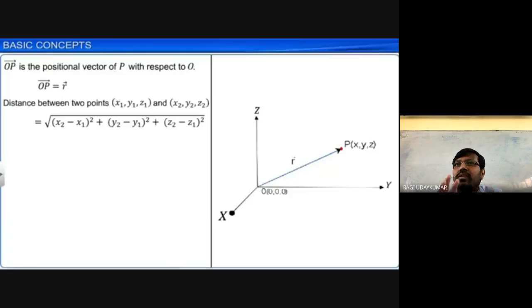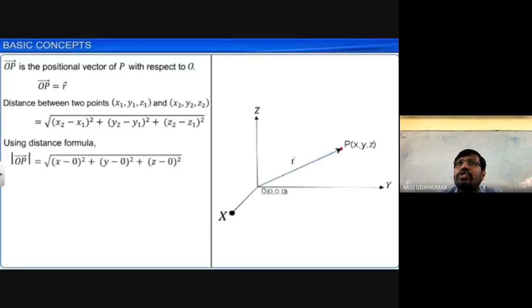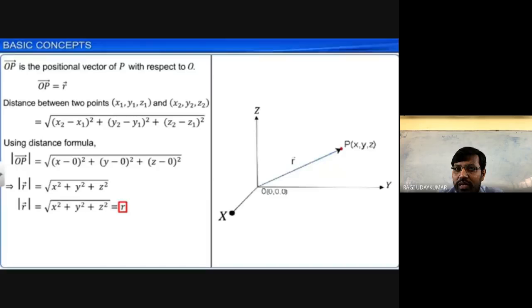Usually the distance between two points formula will be applied here, because whenever you are taking the magnitude, under root of (x minus 0) whole square plus (y minus 0) whole square plus (z minus 0) whole square, you are going to get x square plus y square plus z square. So the magnitude of vector r is written as under root of x square plus y square plus z square. In a simple way, it will be written as small r.